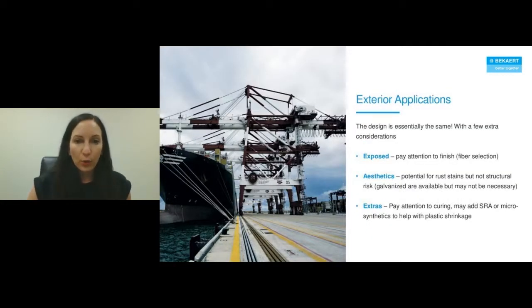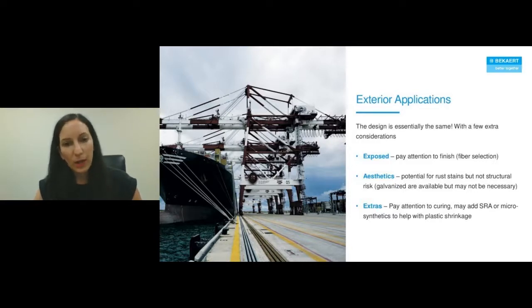For projects that are outdoors, that will be exposed, just a couple of other items. Essentially, everything's the same, except you might want to pay attention to which fiber is being used, what's the expectation on the finish, what aesthetics requirements are there, because I'll talk about corrosion in just the next slide here, but there is a potential for rust stains. These would not be structural defects, but purely aesthetic. So we do have galvanized fibers available, although most often they aren't required.